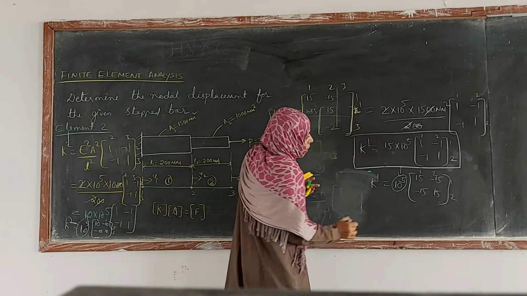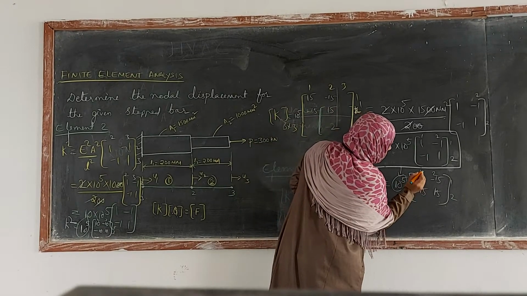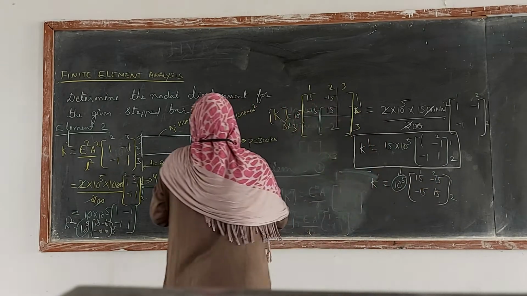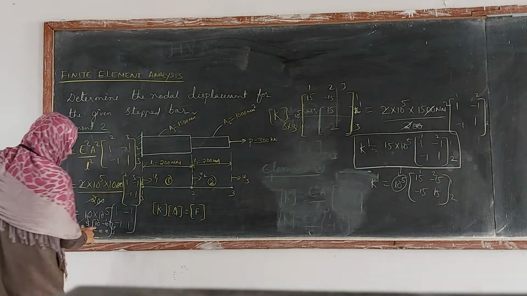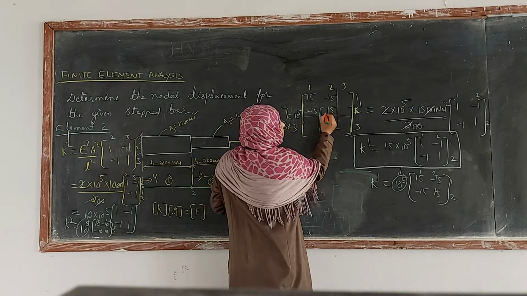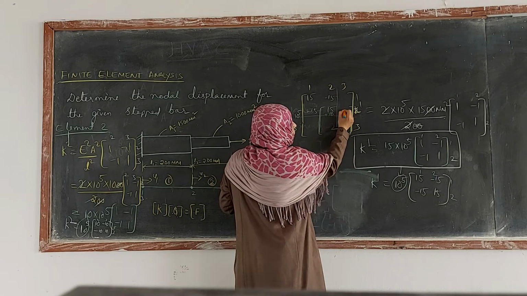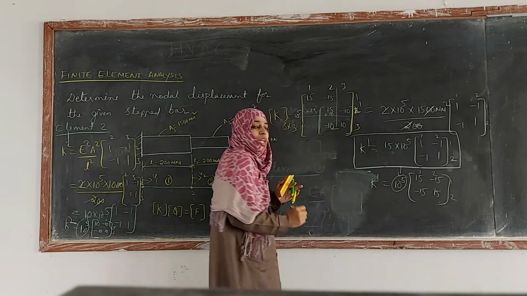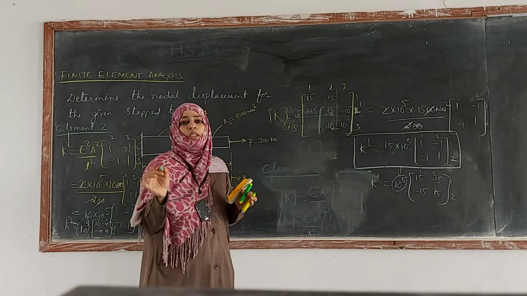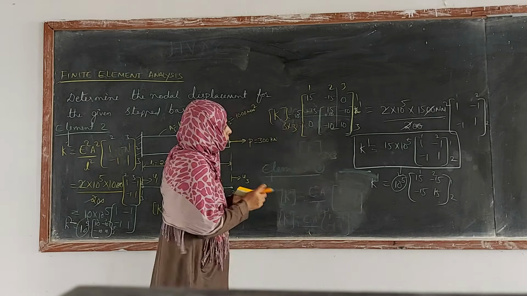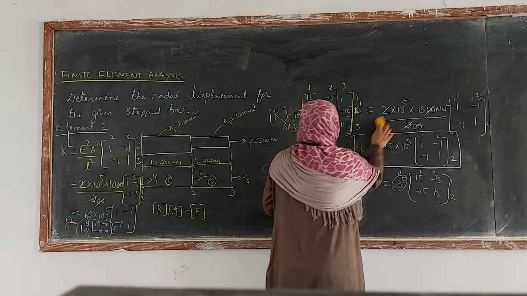So what are the numbers that we have? 15, minus 15, minus 15, 15. So this is K1, this is K2. K2 has 10, minus 10, minus 10, 10. So this is plus 10, minus 10, minus 10 and 10. So the left-over cells we need to keep as 0. Okay? Shall I erase this?